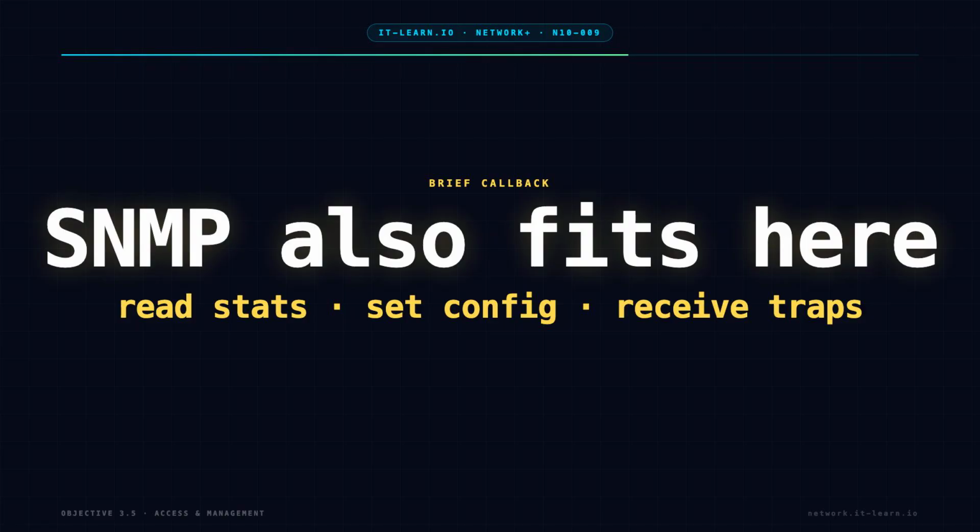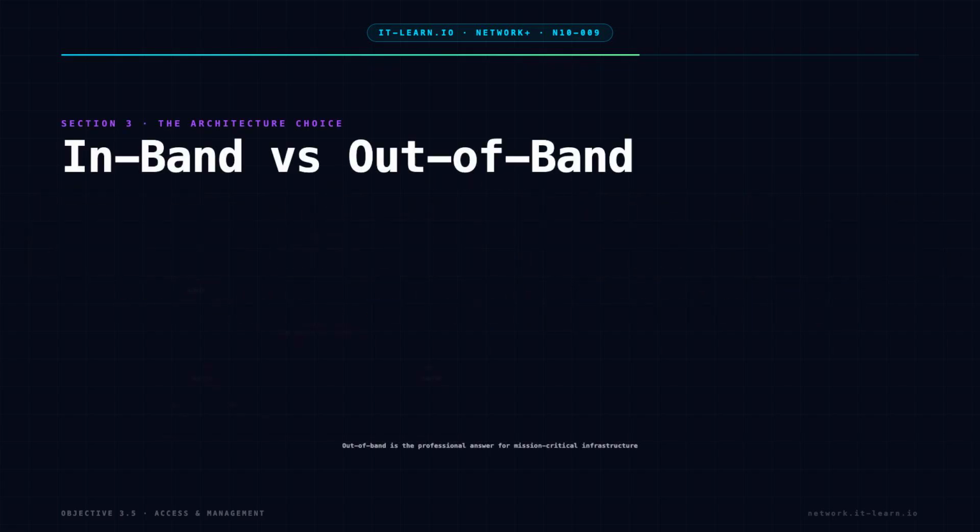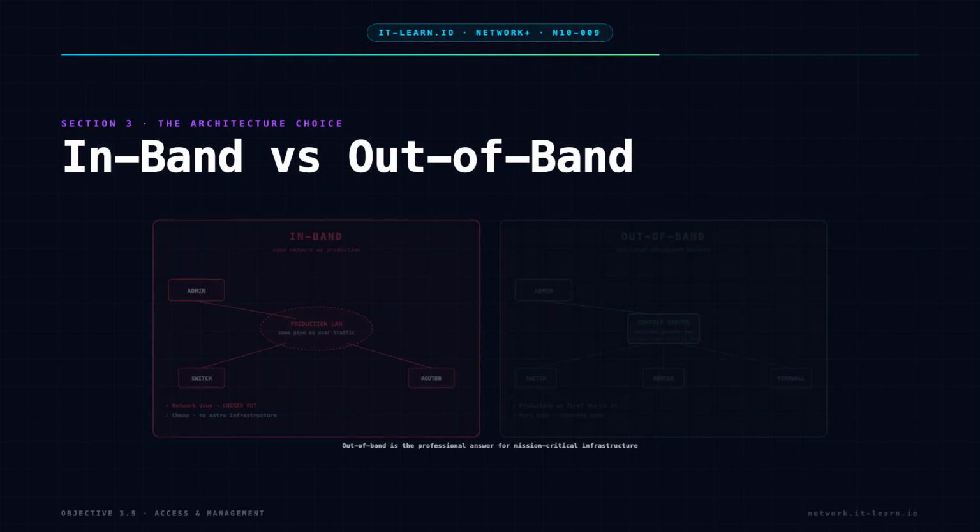All right, now the architectural question that really matters. In-band versus out-of-band management. In-band management means you manage devices over the same network that carries production traffic. SSH into a switch via its management IP on the production LAN, that's in-band, cheap, convenient, no extra infrastructure. But, and here's the killer, if the production network goes down, so does your management access, right when you need it most. You can't SSH into a switch that's isolated because of a loop, a routing failure, or a misconfiguration.